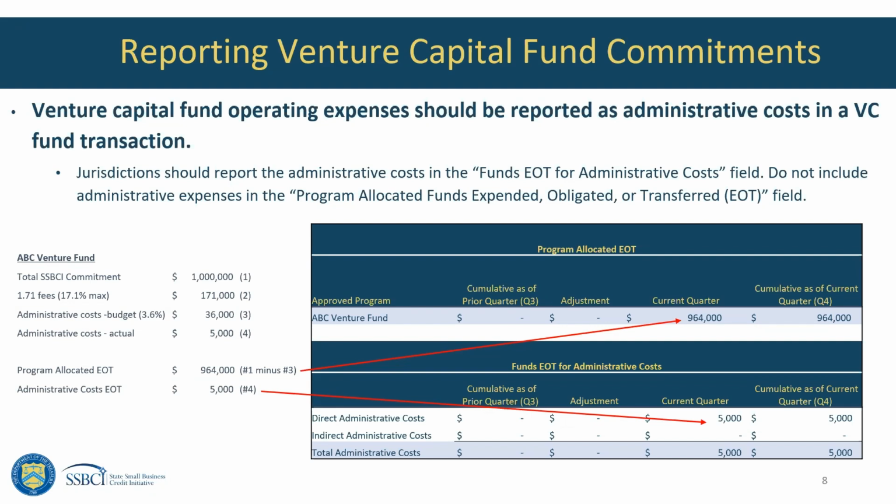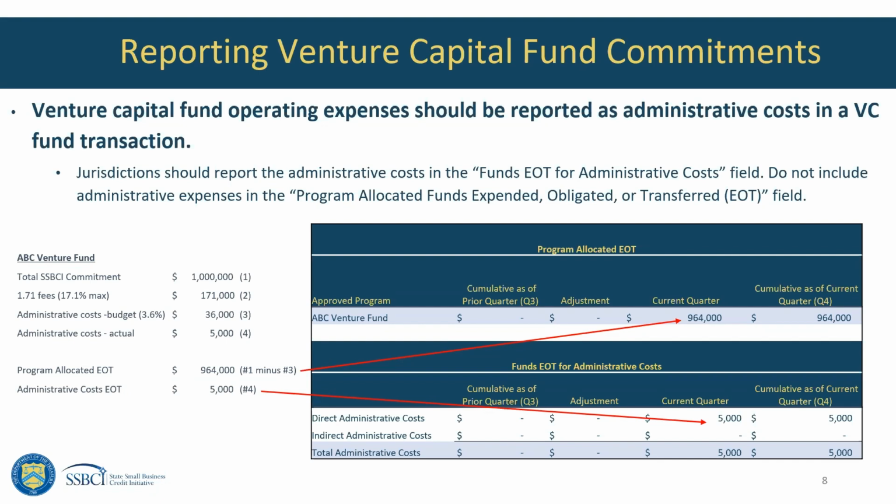As shown on this slide, we have a jurisdiction that makes an SSBCI fund commitment of $1 million to a venture fund. This is represented as number 1 on the slide. The $1 million commitment includes 171 fees and an operating expense budget. So that's represented as 2 and 3. The 171 fees are $171,000, and the budgeted admin cost is $36,000.